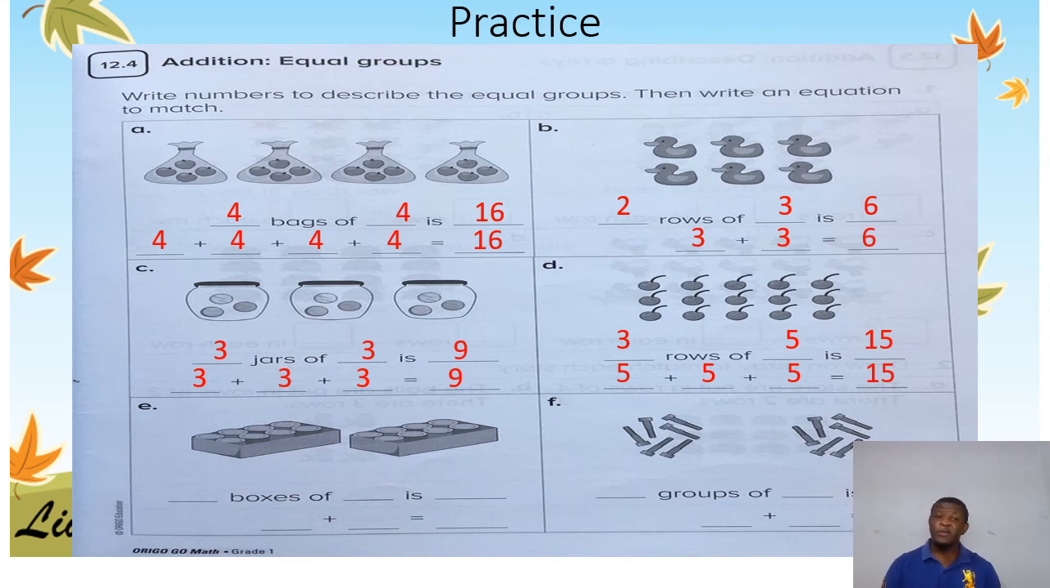Part E. We've got 2 boxes of 8 is 16. So we have double 8. 8 plus 8 equals 16. Now part F. We've got 2 groups of 6 nails, which equals 12. So double 6 is 12.